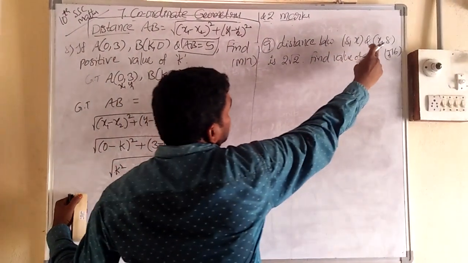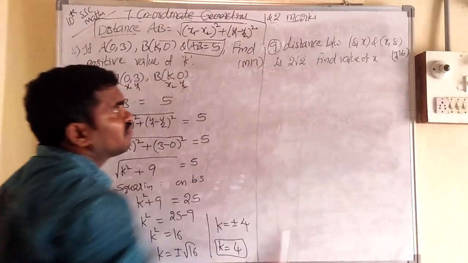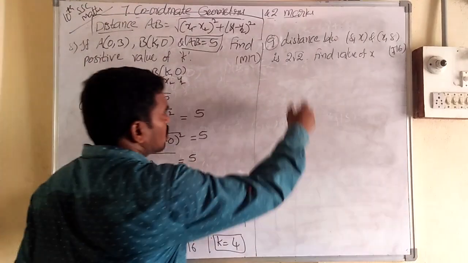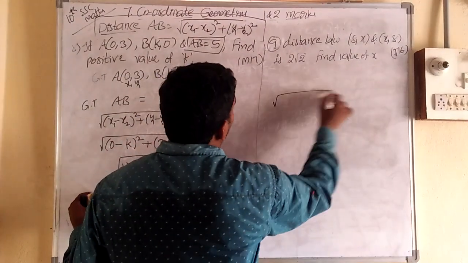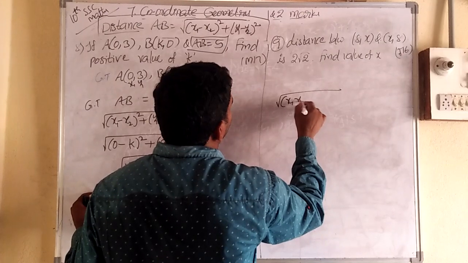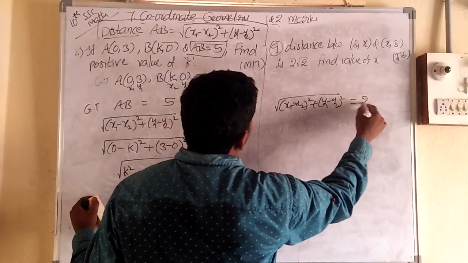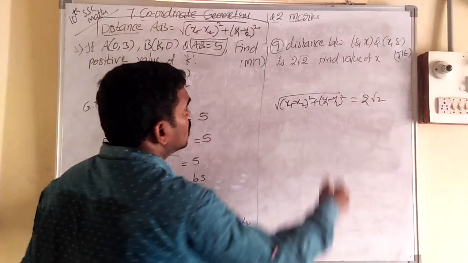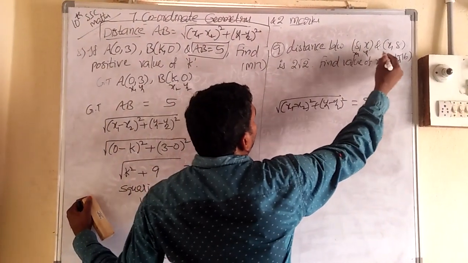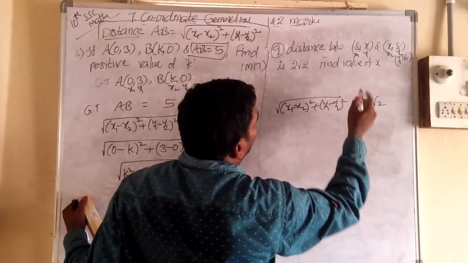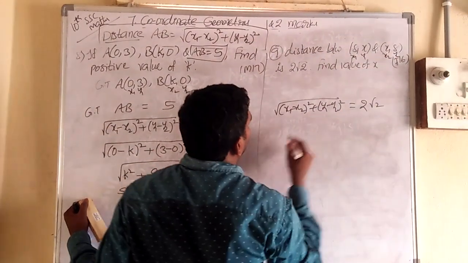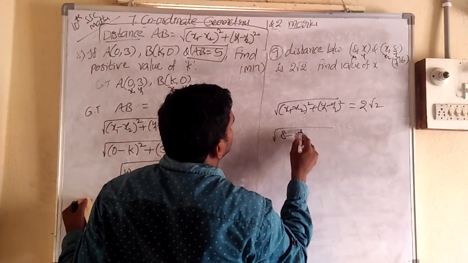The distance between (8, x) and (x, 8) is 2 root 2. Find the value of x. This is also the same process. Root of (x1 minus x2) whole square plus (y1 minus y2) whole square equals the distance 2 root 2. One point is x1, y1, the second is x2, y2. What are we getting? x1 minus x2 means (8 minus x) whole square.